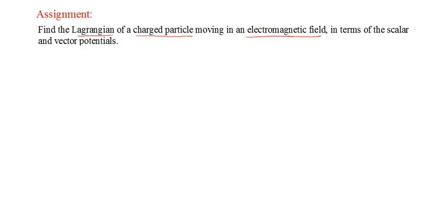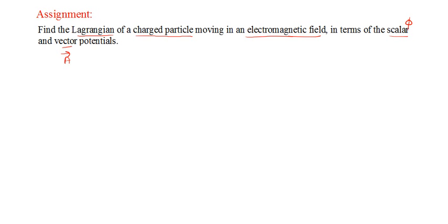Find the Lagrangian of a charged particle moving in an electromagnetic field in terms of the scalar and vector potentials. Hope you remember you learned about the scalar potential phi and the vector potential A in electrodynamics, while you discussed simplifying Maxwell's equations. It may be a bit lengthy, but you can get some assistance from either of the two books I have mentioned, Upadhyaya or Arul Das's book. Both are giving you the solution of this problem.